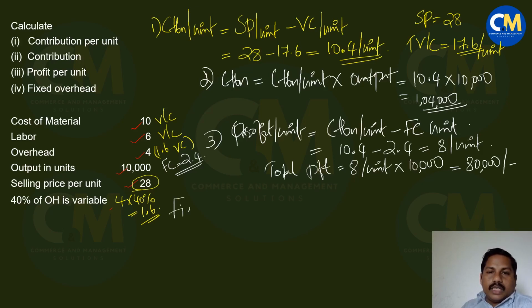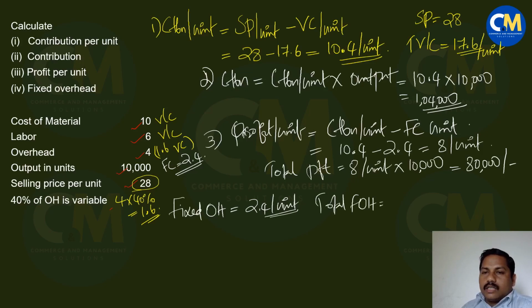We need to calculate the fixed overhead. How much is the fixed overhead here? We already calculated that 2.4 per unit is the fixed overhead. Then total fixed overhead is equal to 2.4 into 10,000, that is equal to 24,000. That is the fixed overhead.